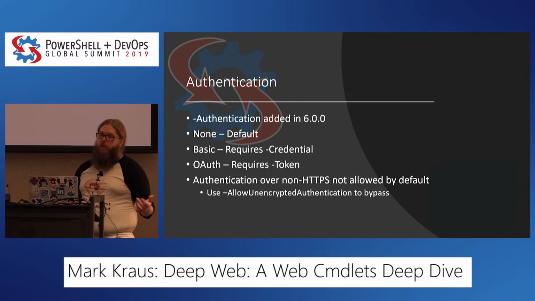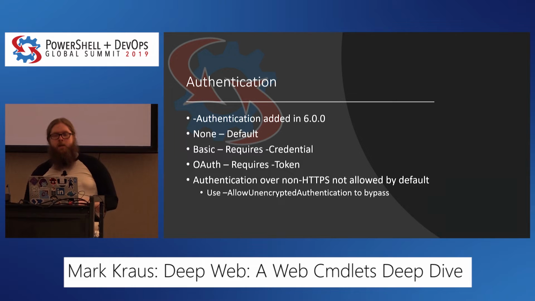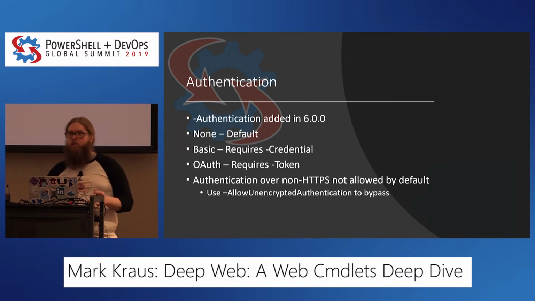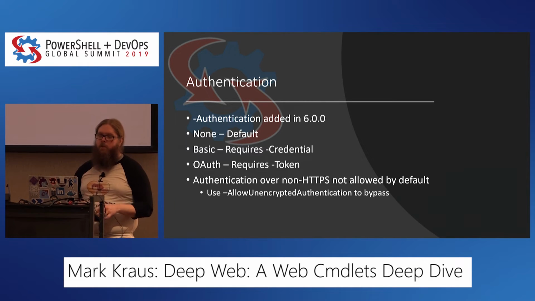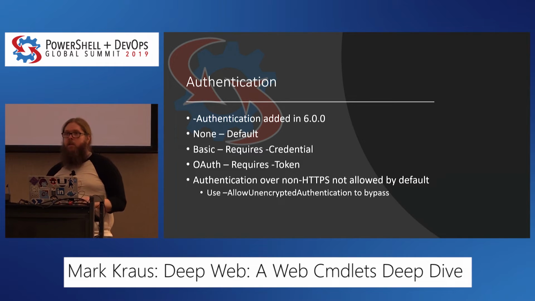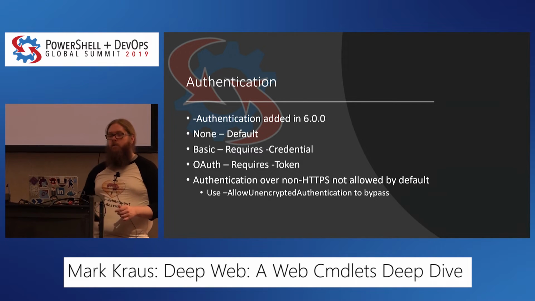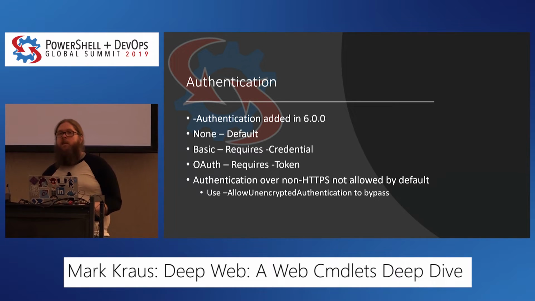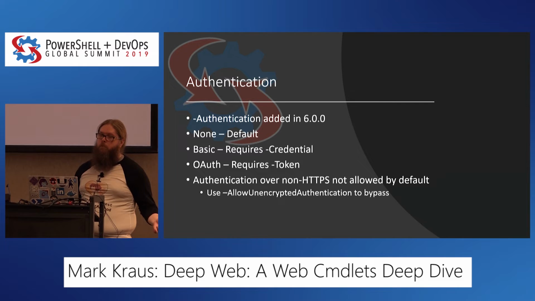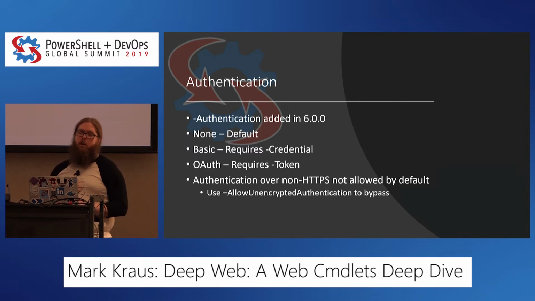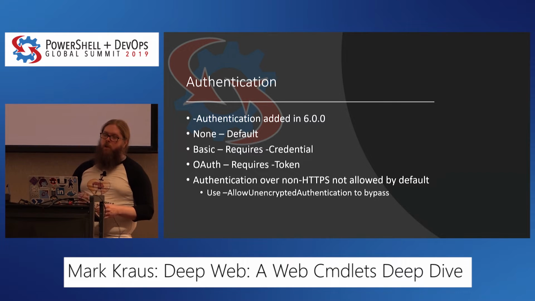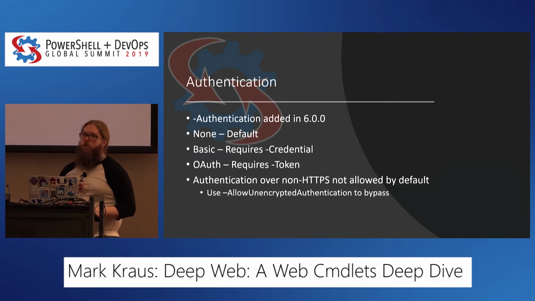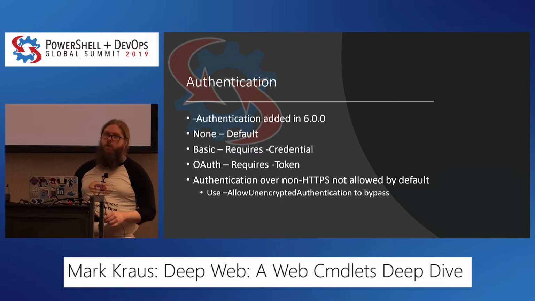So I added the Authentication parameter to this. It accepts a couple of different things. By default, it's None, which means that I'm not going to do anything special with the authentication. Basic: if you pass in Basic, then you have to use the Credential parameter, and you pass in a PSCredential object, and that'll turn the username and password into a basic authentication header. And the other option is OAuth, and that will require the Token parameter, which takes in a SecureString, and that will have your OAuth token in it.